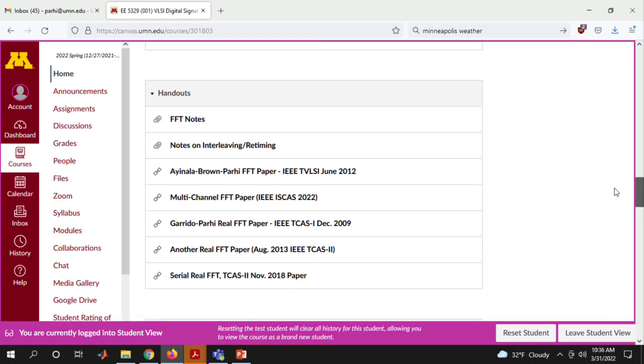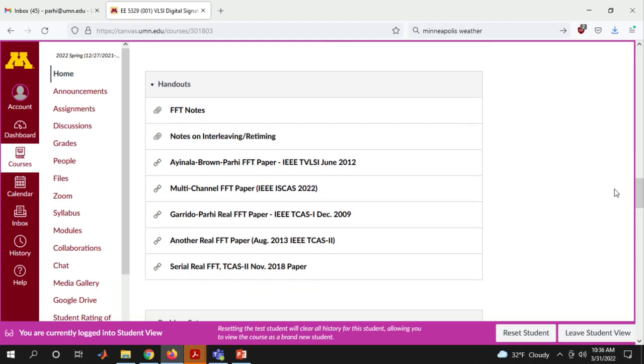Okay, here is what I was looking for. I was trying to find these handouts. So we spent some time talking about the two parallel FFT architecture. There is more in the paper, particularly 4 parallel and radix 2 squared and radix 2 cube. So let's take a quick look at a couple of other papers.